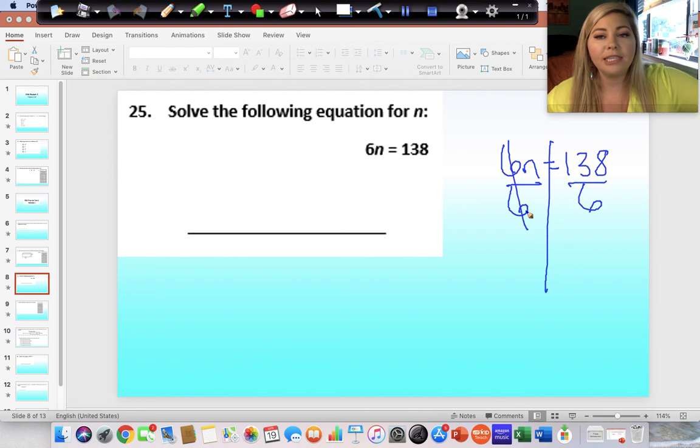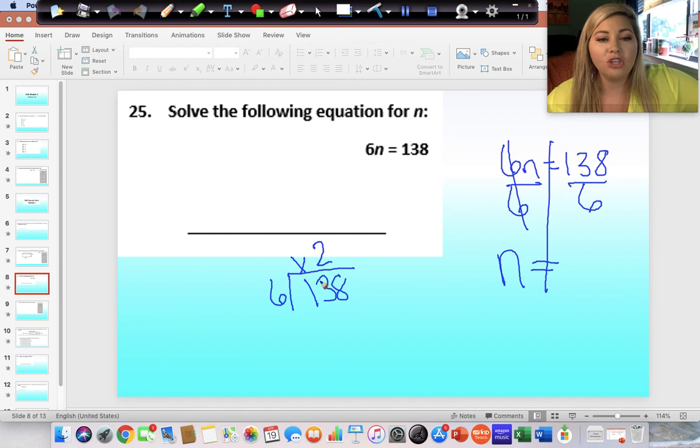6 divided by 6 gives us 1, and 1 times n gives us n, which is why we wanted to do the opposite of multiplying by 6, so we could get rid of 6 and be left with n. And then we have 138 divided by 6. I don't know how to do that off the top of my head, so we are going to divide 138 divided by 6. 6 cannot go into 1, but it goes into 13 2 times.